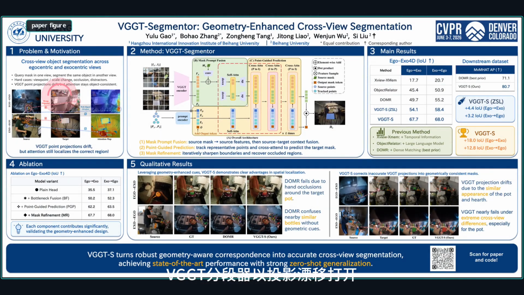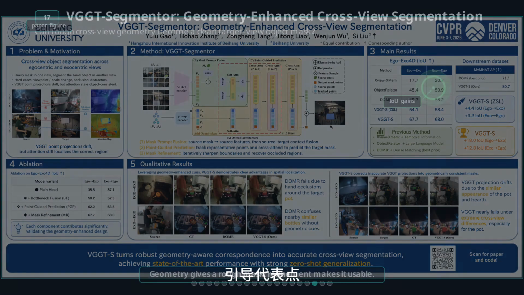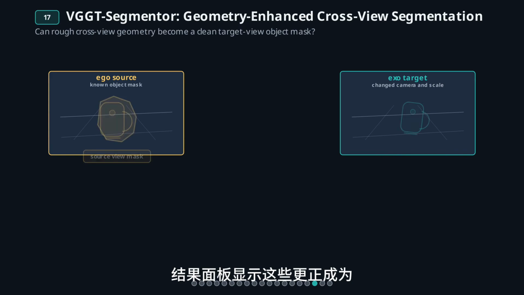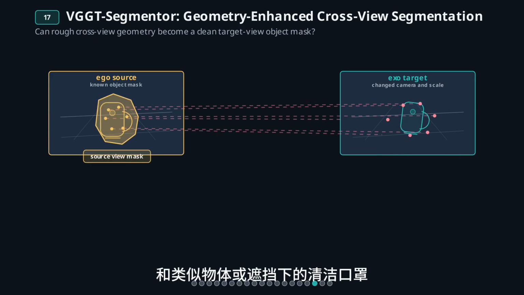VGGT segmentor opens with projection drift. VGGT attention finds the object, but raw points land off target when ego and exo views change. The method panels fuse the source mask, guide representative points, refine the boundary, and the result panels show those corrections becoming IOU gains and cleaner masks under similar objects or occlusion.